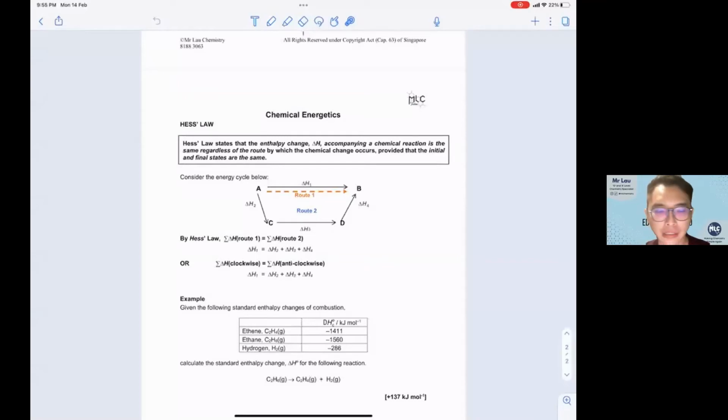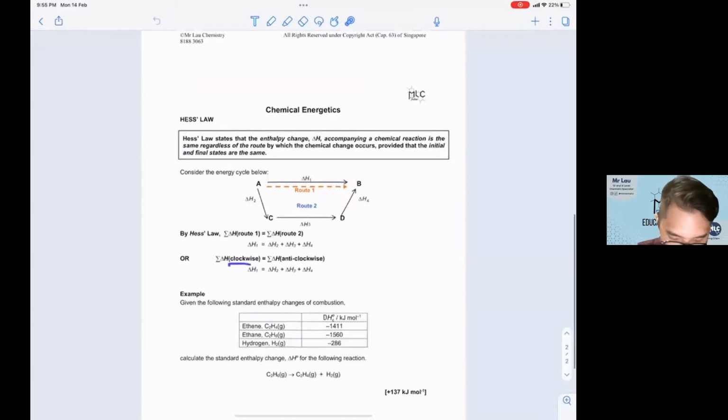Okay, today let's look at Hess's law. Now, some schools will teach you this way to approach Hess's law. They will ask you to calculate using this formula where the clockwise equals the anti-clockwise. Now, there's a much simpler method. This is the way I teach my students.